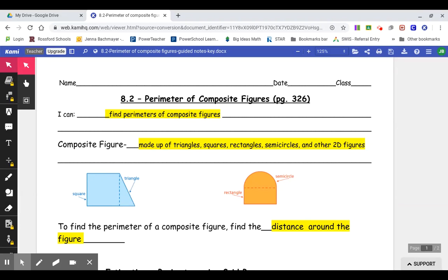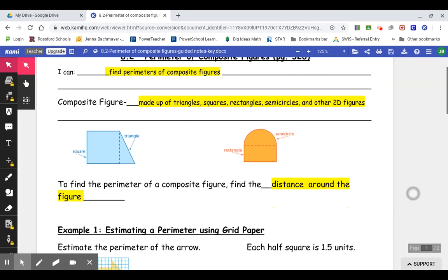Hi guys, today we're going to talk about 8.2, perimeter of composite figures notes. Our I can statement: I can find perimeters of composite figures. A composite figure is made up of triangles, squares, rectangles, semicircles, and other 2D figures.